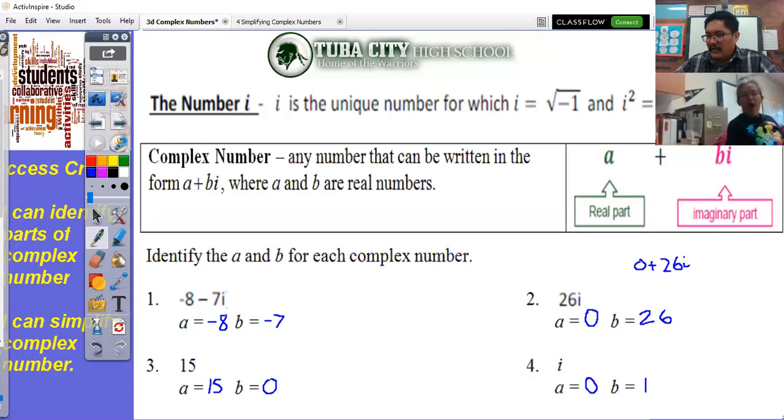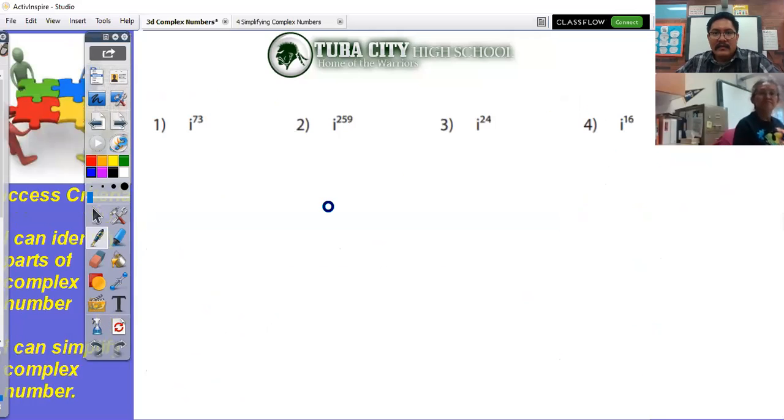All right, so that was the first part. Let's go ahead and do the next part. This is the part that the main lesson is going to be focused on, and that is evaluating the powers. So I have a lot of different powers, and some of these powers are a little bit different. Some are pretty big, like that one is 259, and some of them are kind of small, like 24 and 16. But again, I'm going to show you an easier method on how to do this.